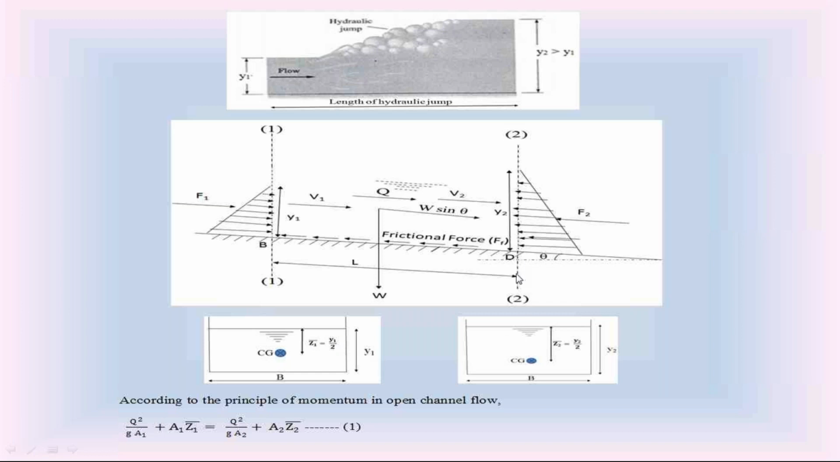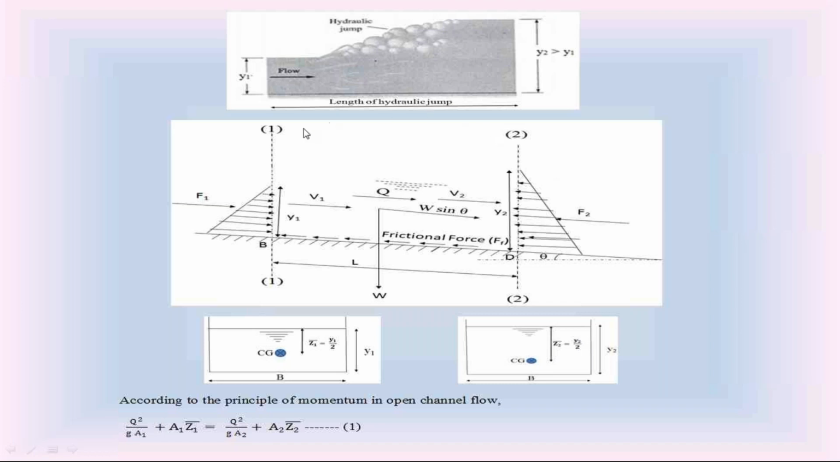Coming to section 2. At section 2 also the channel is a rectangle. Bottom width is B. But at section 2, depth of flow is y2. Since it is a rectangle, from the top, the distance of the center of gravity is half of the depth. So Z2 bar is equal to y2 by 2.